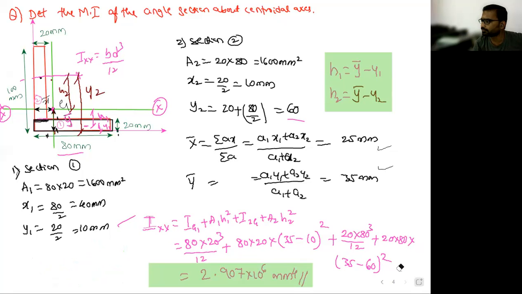Now see next, IYY. I will write, all of you concentrate. IYY, yes, now what is the formula? IYY is IG1, IG for the first plate, plus A1 into H1 square, plus IG2, IG of section 2, plus A2 into H2 square. This is the formula as per the parallel axis theorem.